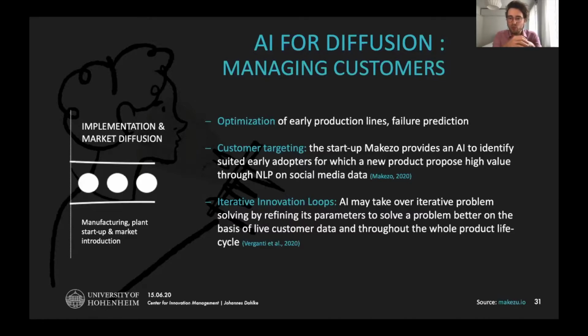So I have the example of Marketable here, which is a startup using AI and again, natural language processing, so text mining, in order to identify the most relevant new customers for your new product. So by looking at social media, the company is able to identify and target customers that have a problem that your new product or service may address, okay?